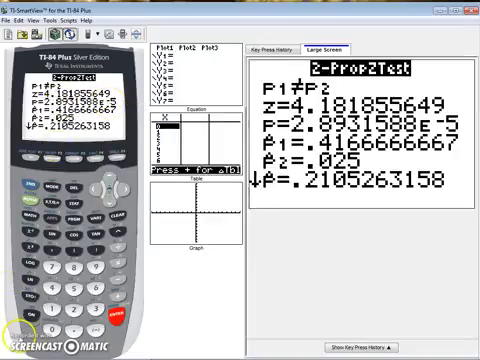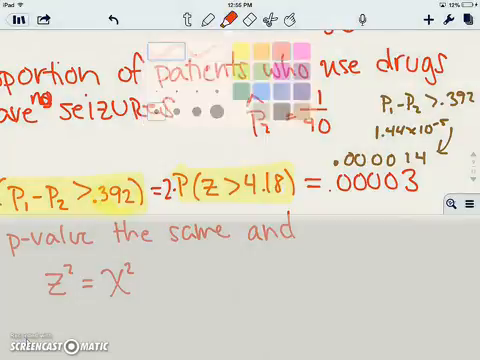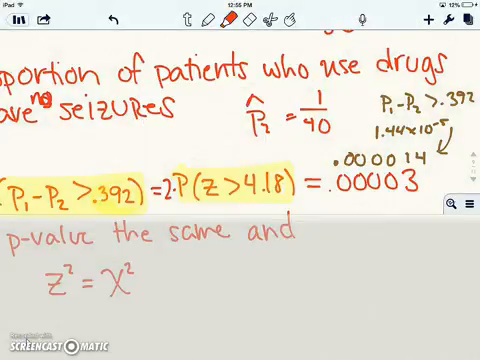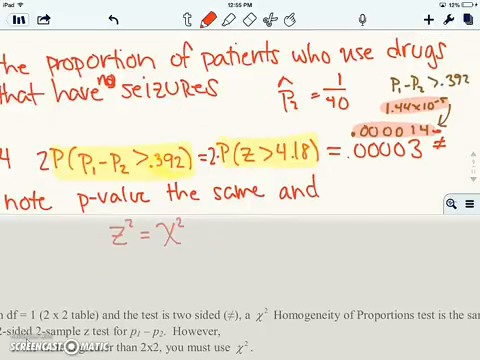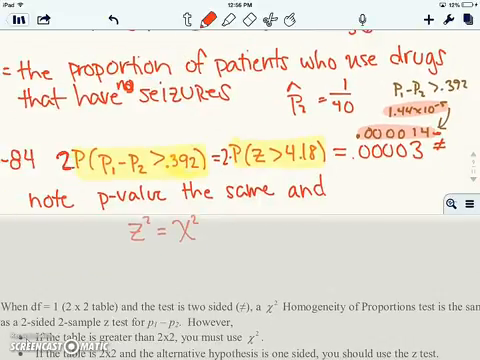Let's go back to the notes. I've gone ahead and written down when we did it as the P1 minus P2 being just greater than, we got this p-value. And then if we wanted it to be a not equal to, which would be the two-sided, we'd times this by 2 and get the one we got the second time I did it. So there's the times by 2 and the times by 2. Anyway, we get a p-value of 0.00003.